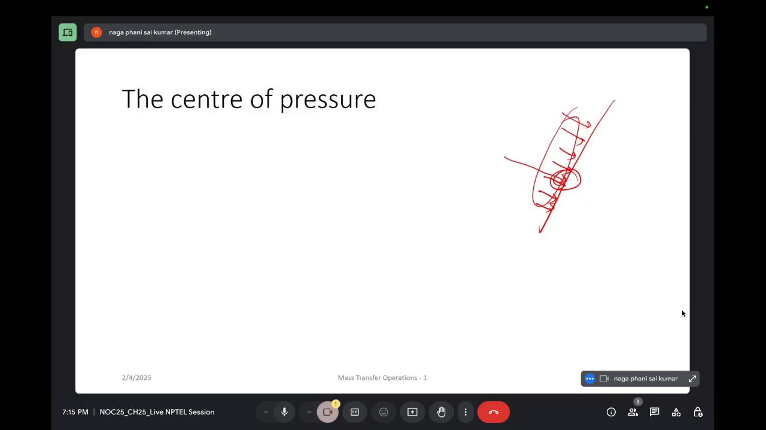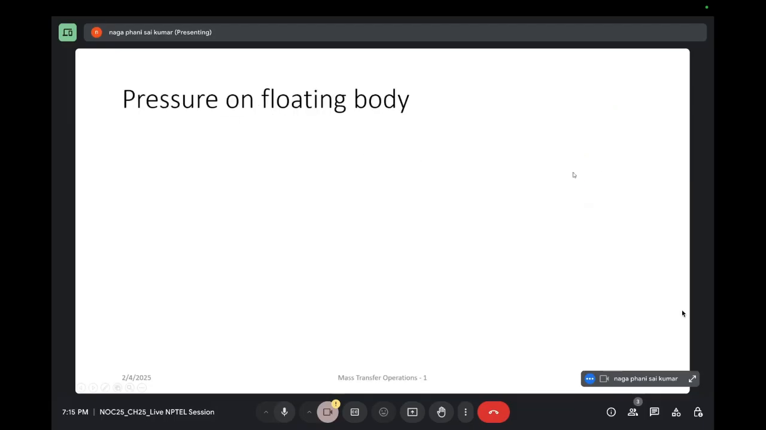So it is nothing but the point P at which a single force, that is P, produces a moment equal to the total sum of the moments around the turning axis of a gate. Okay, so you need to understand this center of pressure as well. Okay, it is already explained. And coming to pressure on the floating bodies. Okay, this is one more important concept.